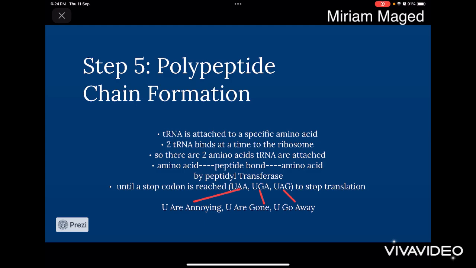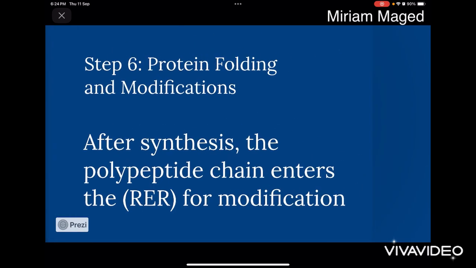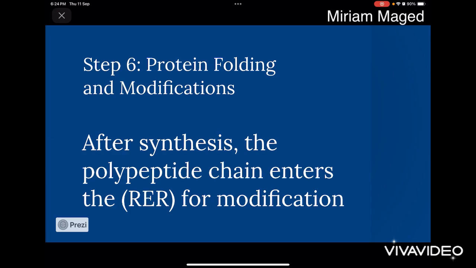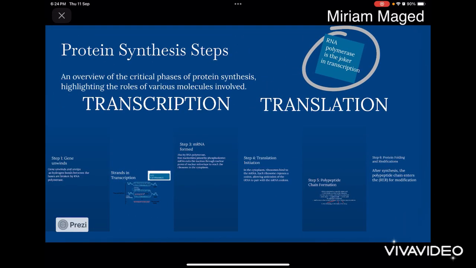The translation stops when stop codon is reached. UAA means that you're annoying, UGA, you are gone, UAG, you go away. Then the protein will enter the rough endoplasmic reticulum for modification and folding.